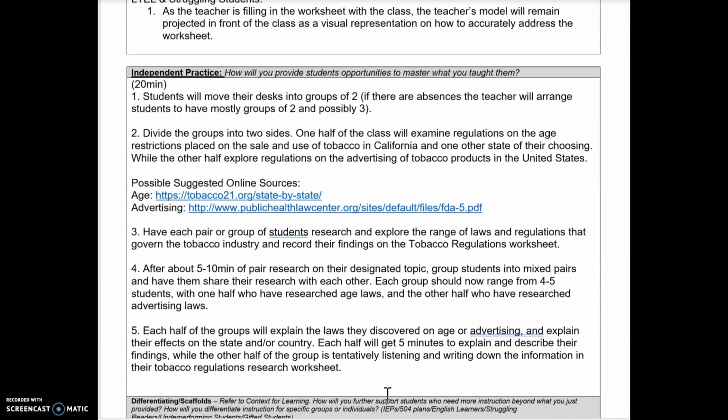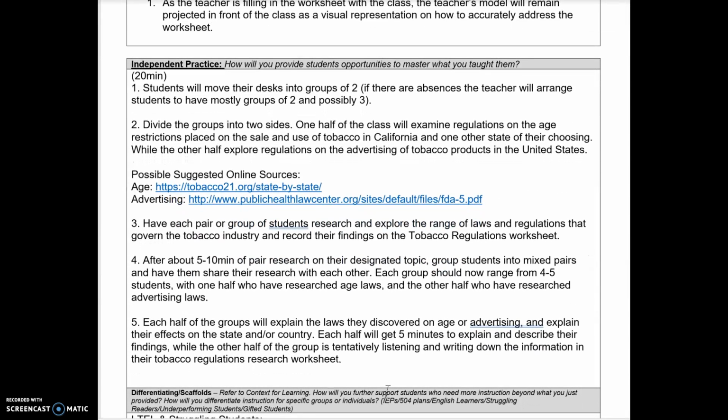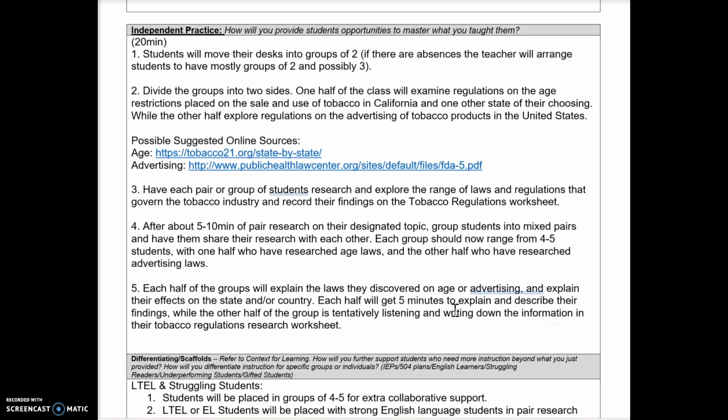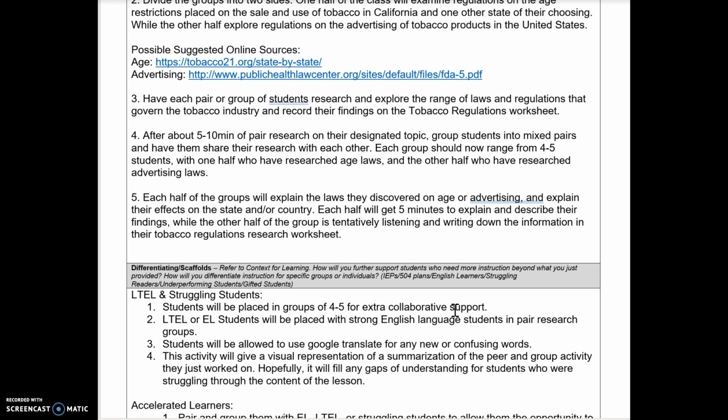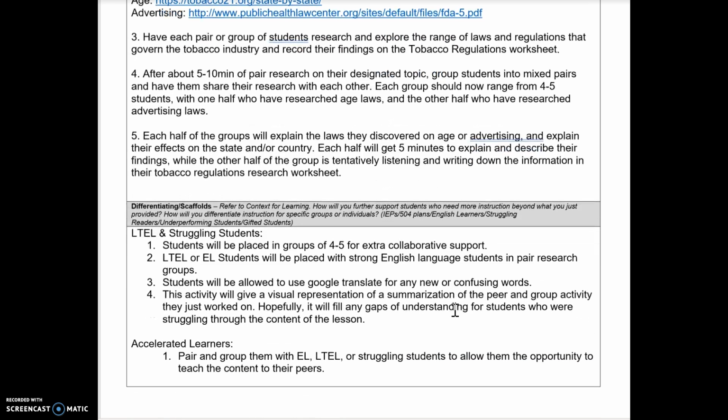And finally, for the independent practice, the students will move their desks into pairs, and the class will be divided into two sides. One side will focus on the sales and use of tobacco in California, and then they have to examine one other state of their choosing. The other side of the class will explore the regulations on advertising of tobacco products. There are some online resources that they can take a look at, and they'll work on this for about 5 to 10 minutes. Then they're going to find a partner from the other side of the classroom and share their findings. So now they're filling out the rest of the worksheet with their new partners.